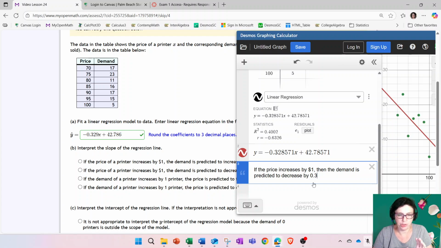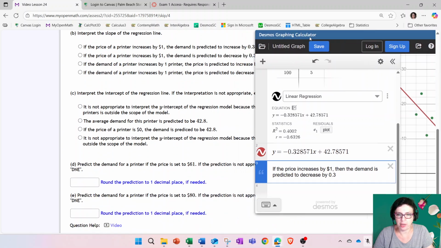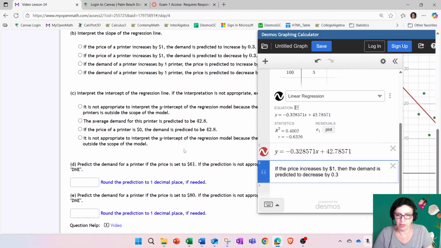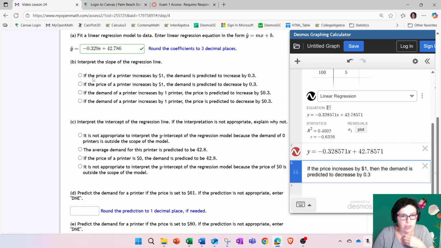So let's just say approximately 0.3. So if you increase the price by $1, then you will expect on average to sell about 1/3 less of a printer. Or you can multiply this by 3 and say if you increase the price by $3, then the demand will decrease by 1, right? Approximately. Anyway, so let's go to the correct interpretation. So if the price increases by $1, the demand is predicted to decrease by 0.3.